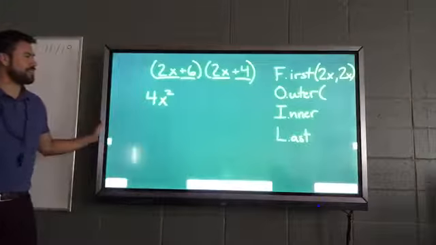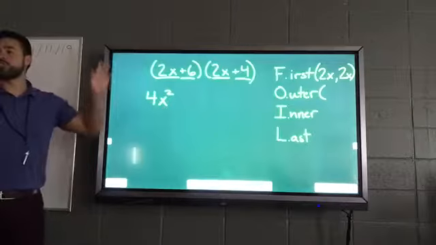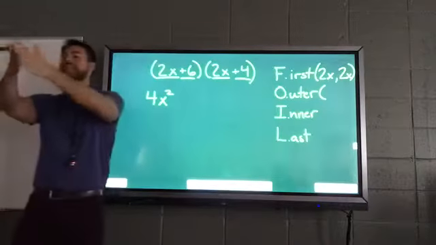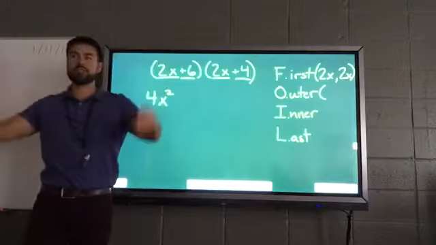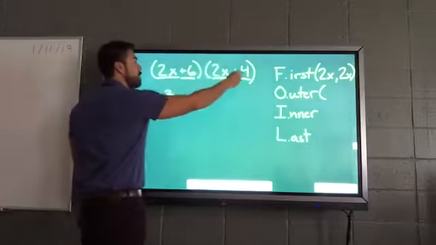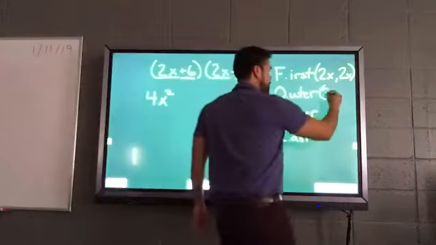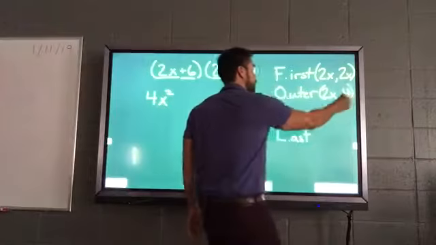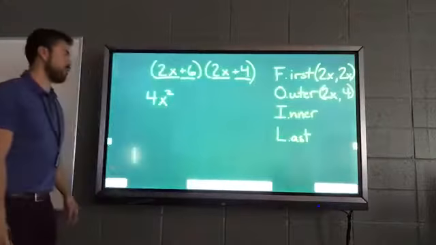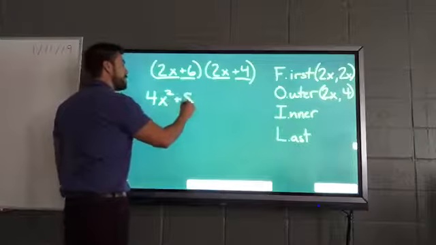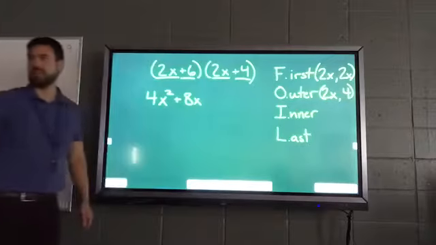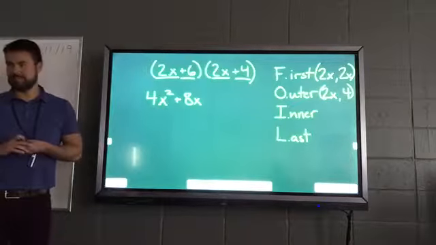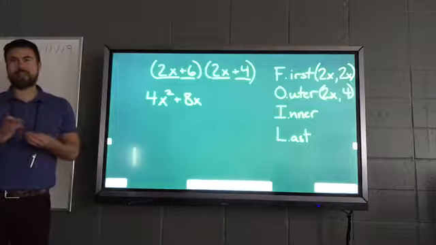Okay, anyway. Outer terms. What are the 2 outer terms? That means what are the outside terms? 2x and 4. So if you needed that, it's 2x and 4. And what is 2x times 4? Positive 8x. Raise your hand if you have a question.